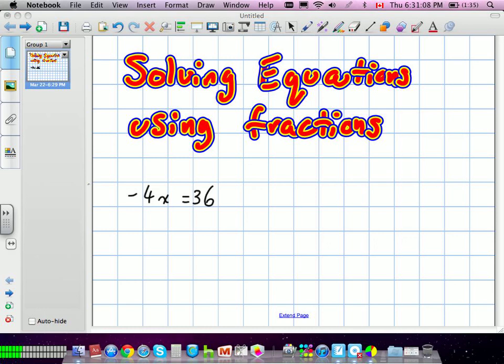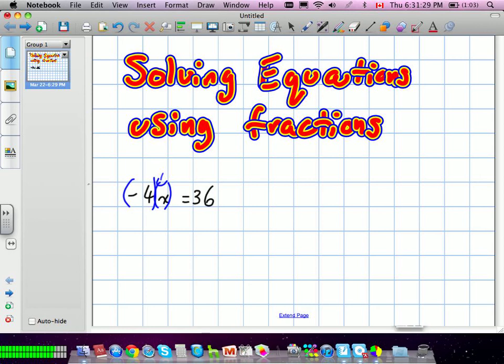Okay, so we're going to go over solving equations using fractions. The first one's not a fraction, but I want to bring it to your attention when we go over algebra rules. This says negative 4, and then what's the operation with x? Times x. Yeah, it could be done in brackets or something like that.